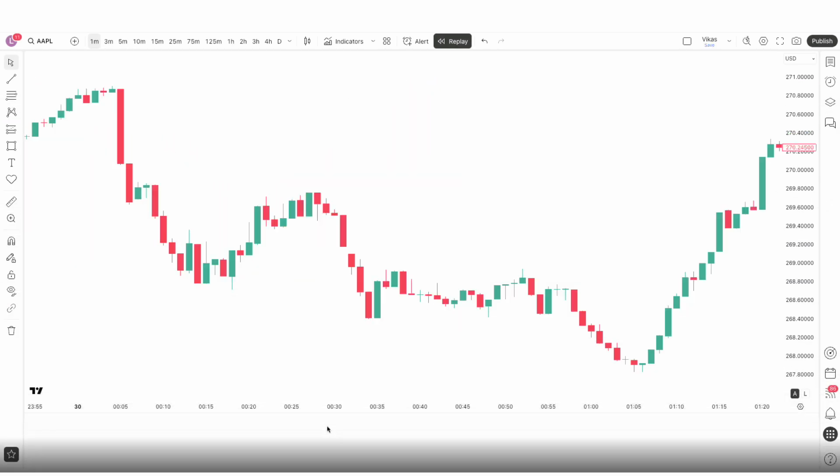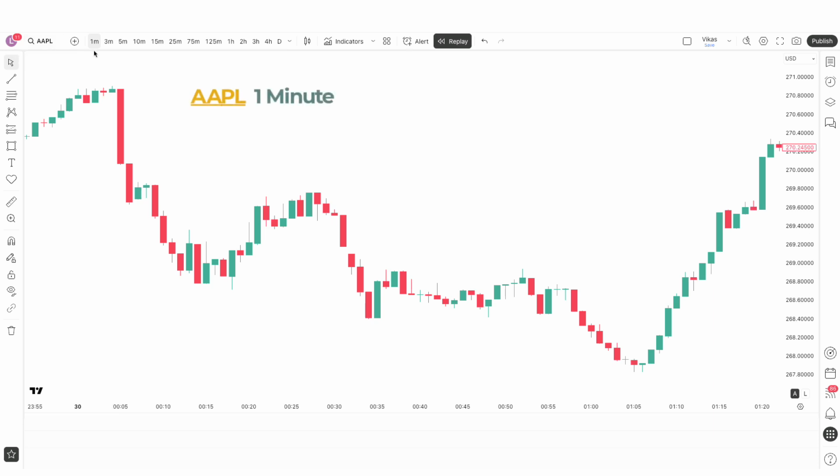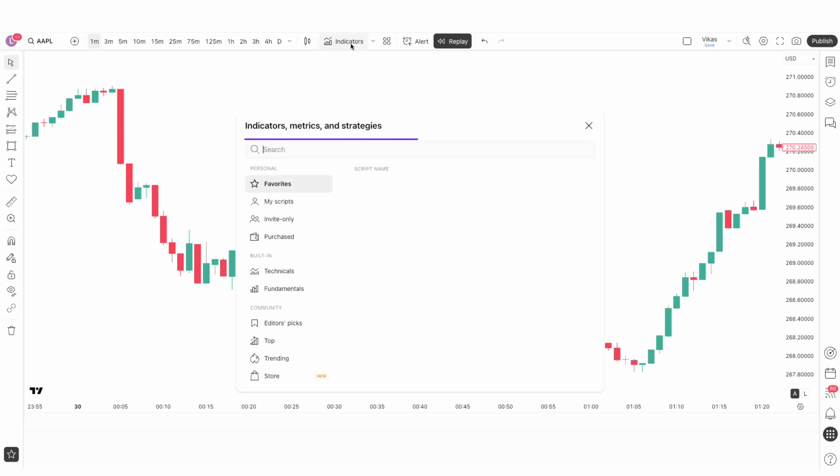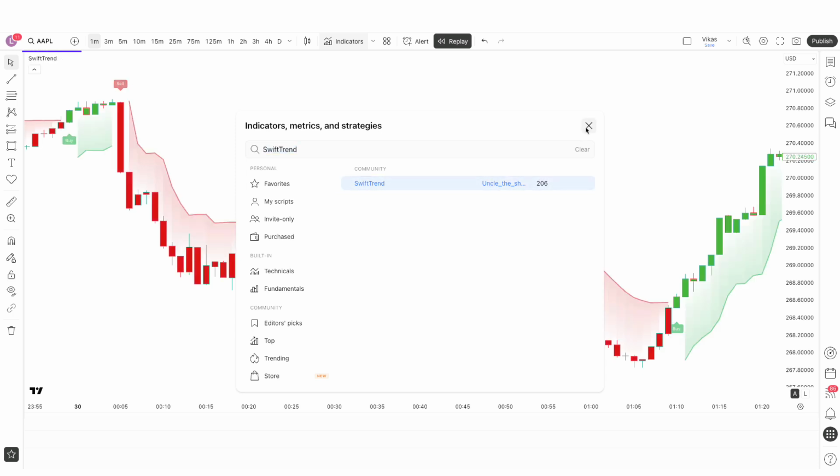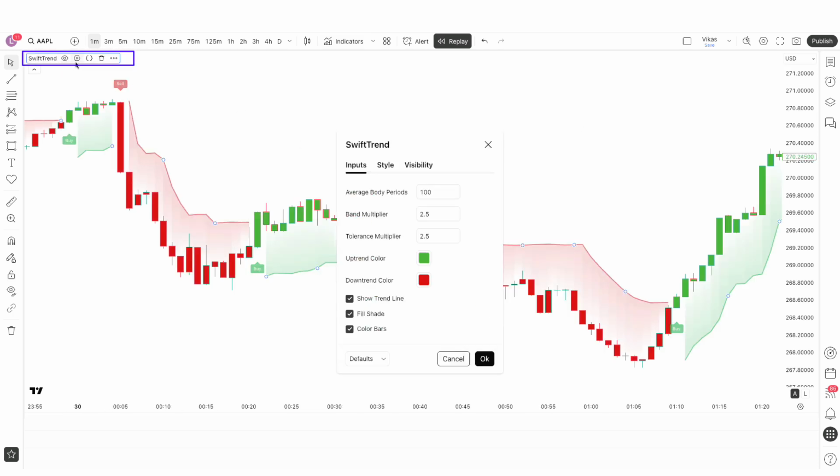Let's start the video. We open the Apple 1-minute chart. This strategy works well on the 1-minute time frame, as this strategy is unique as no one has ever told you about it before. Let us now understand trading setup. First of all, we will search the Swift Trend Indicator in the search box of TradingView. After that we have to click on Swift Trend option, in which we have to change some setting.